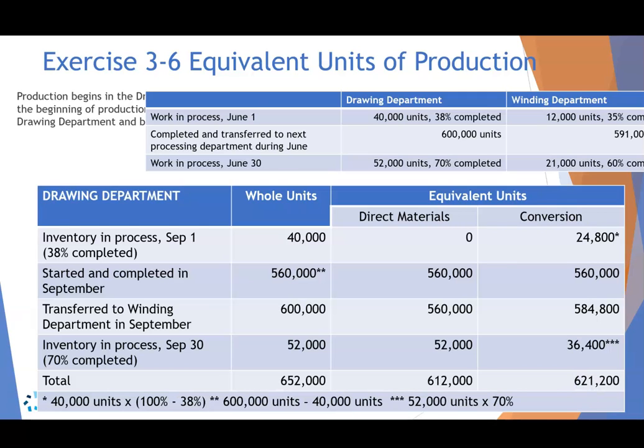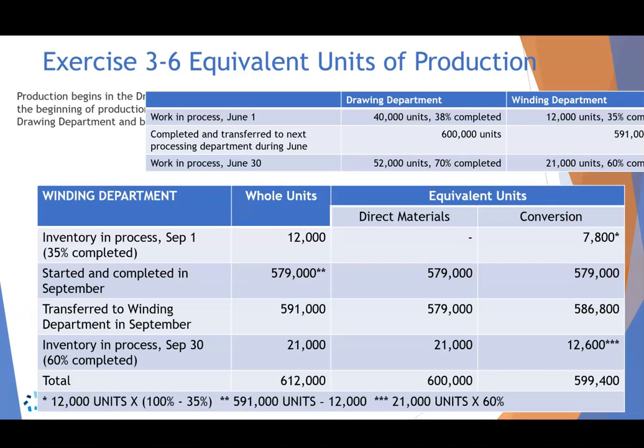Whoops, let me see. 621,200. Now, for the winding department, we show that the beginning inventory in process, 12,000 units, was 35% complete. So the way we'll know equivalent units, the 65% would be what occurred during this month. So 12,000 units at 65% complete, 7,800 equivalent units.